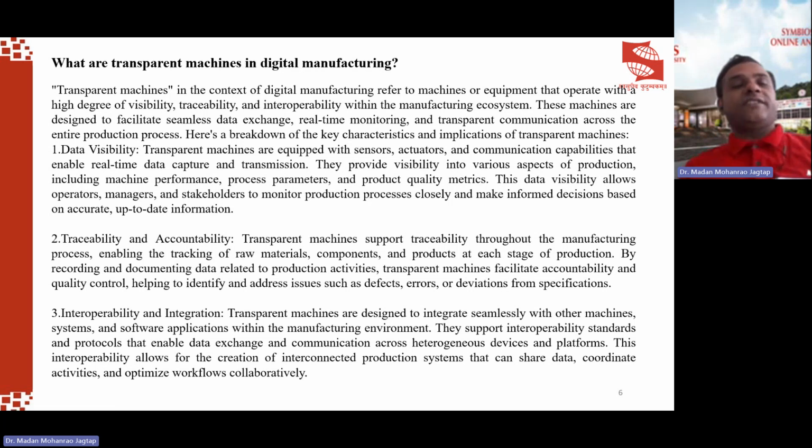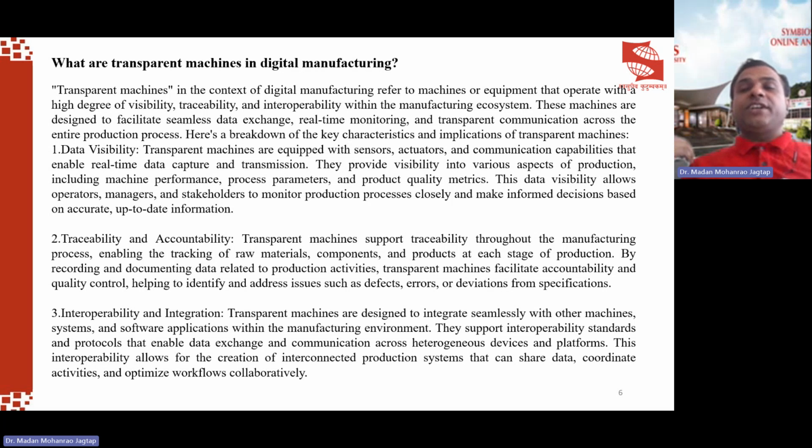So first, the data visibility. What is the data visibility? Transparent machines are equipped with sensors, actuators, and communication capabilities that enable real-time data capture and transmission. Sensors are used to capture data from the machine. So they capture real-time data and they transmit the data.